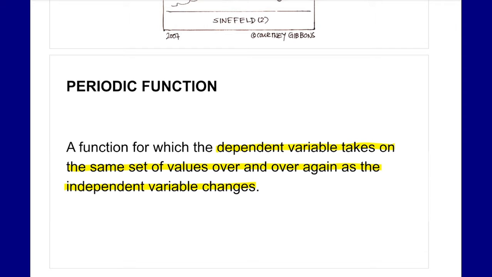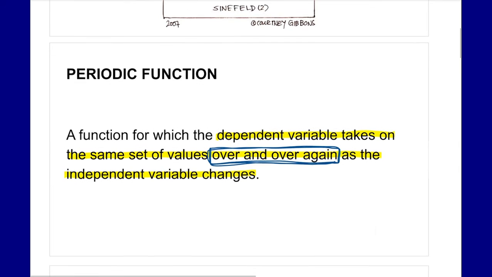Now, a key thing here is this over and over again part. This is key because we have seen some repetition in some other functions before. We've seen them in quadratic functions, right? There is that symmetry on both sides, so we do see a repeat. However, the key for a periodic function is that we see this repeat over and over again, right? So it's not just a one-time thing. This occurs multiple times. And that's what's key with a periodic function.